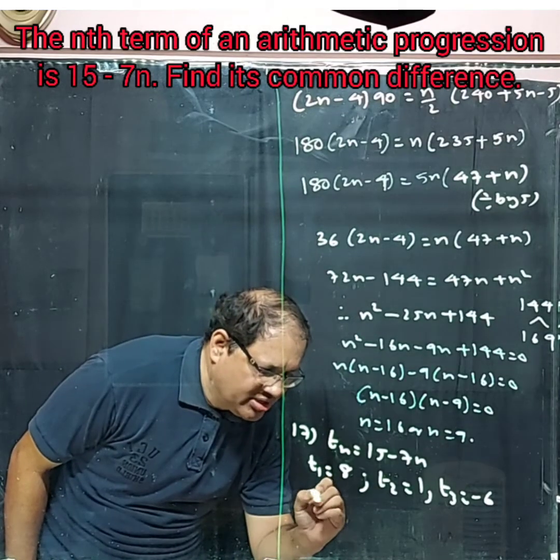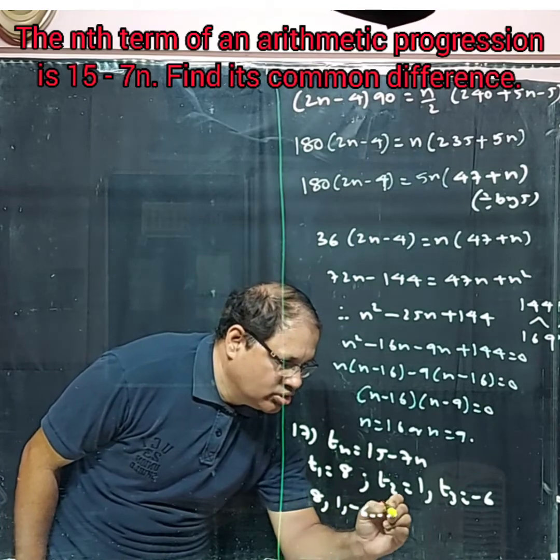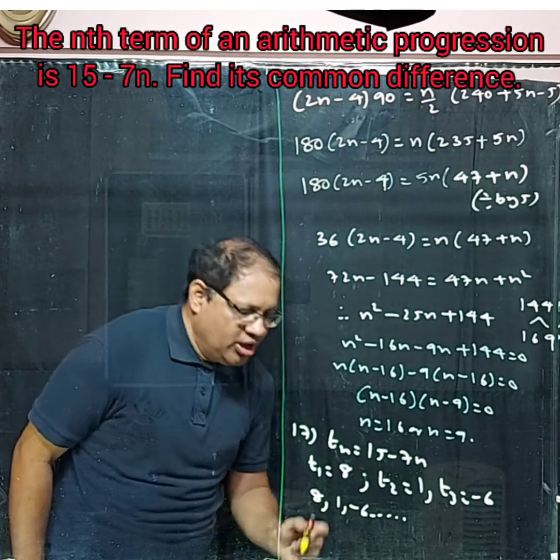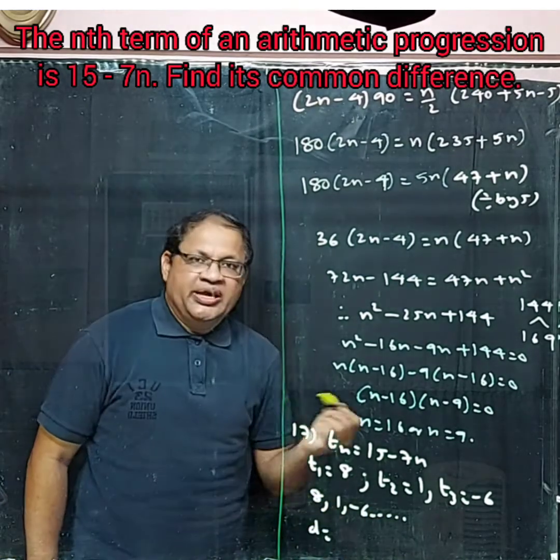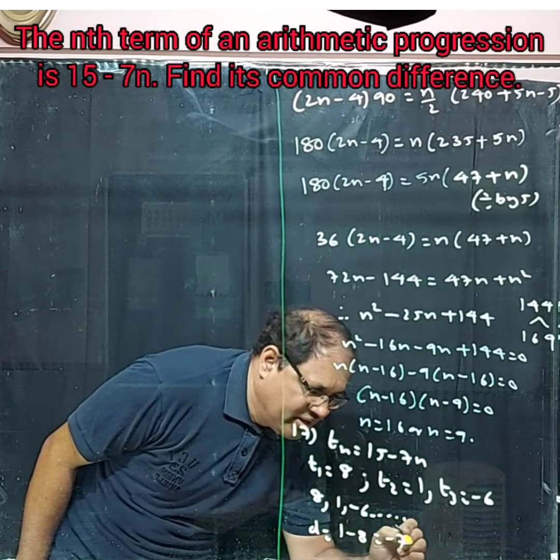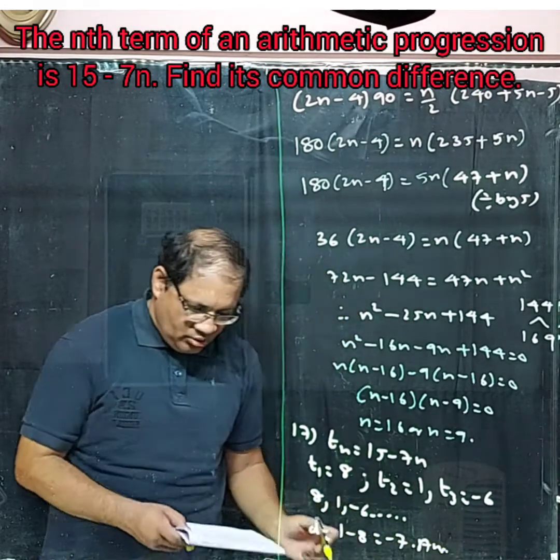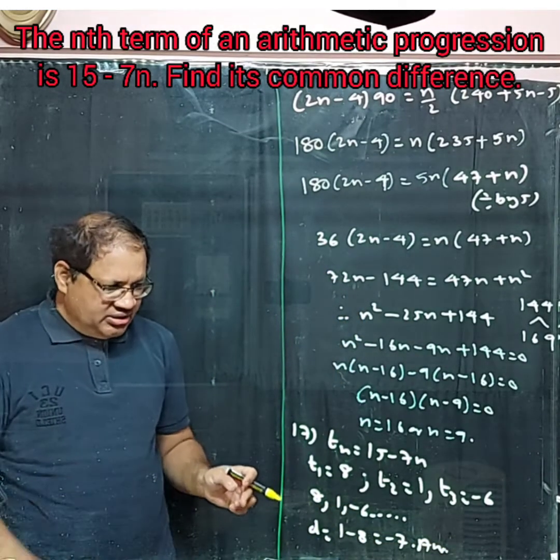So we get the terms as 8, 1, minus 6, like that. So now d is always second number minus first number, right? So 1 minus 8, that is minus 7. So that's your answer. Okay. Now the 18th sum.